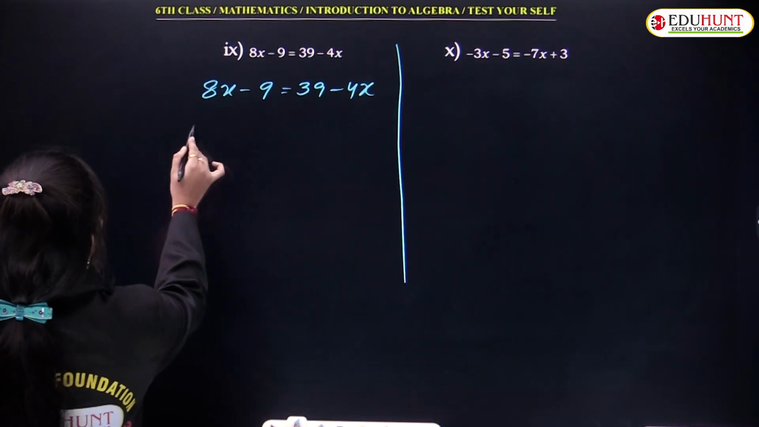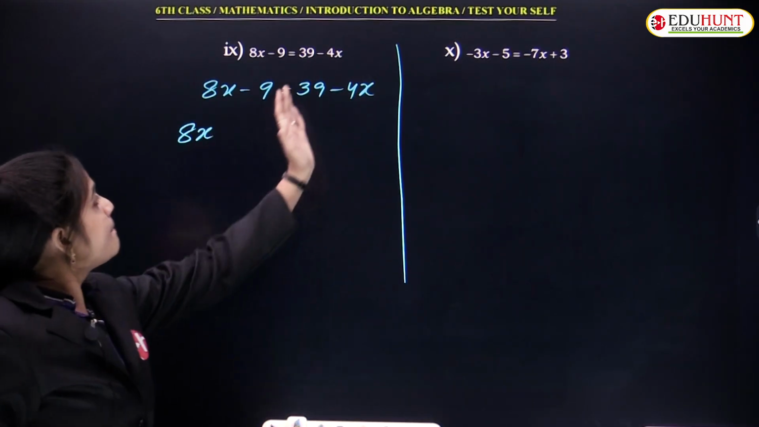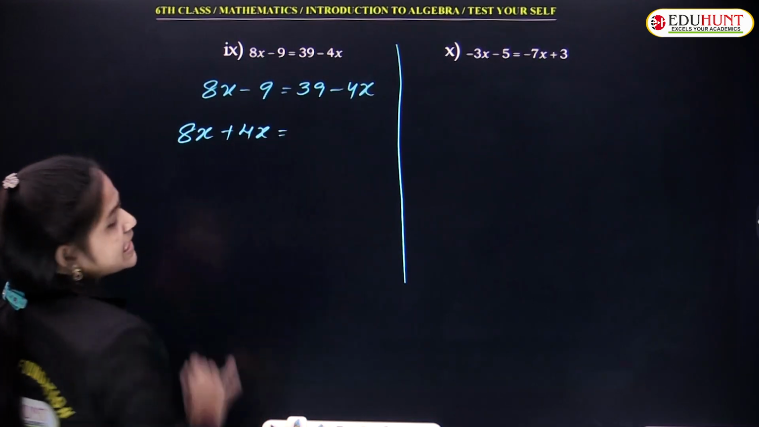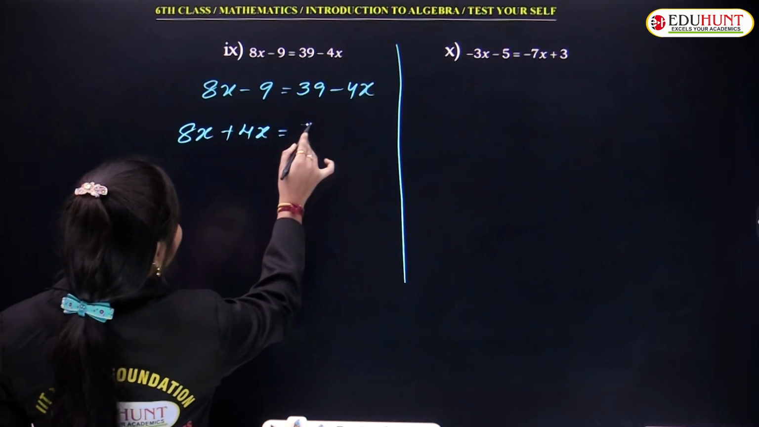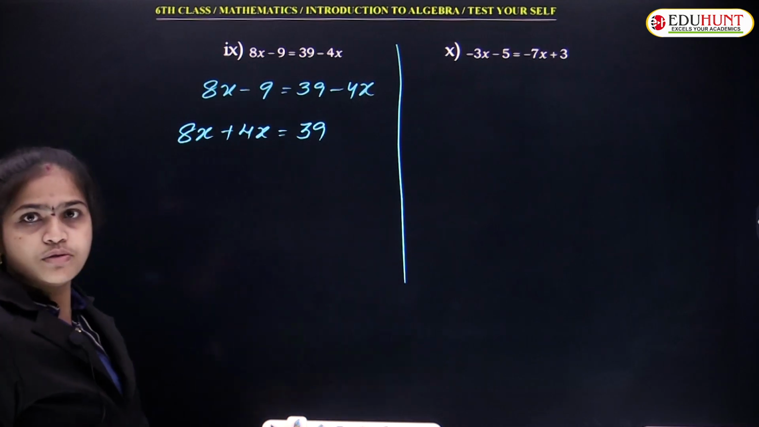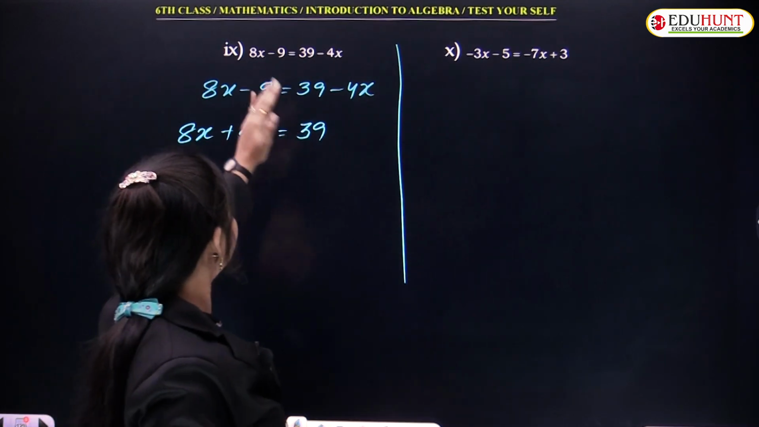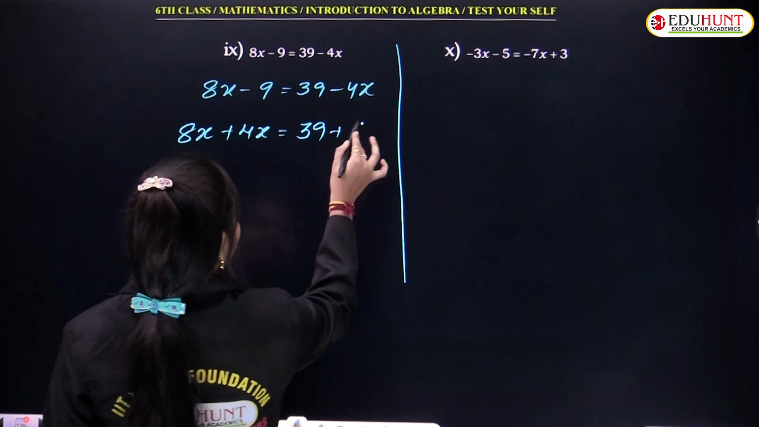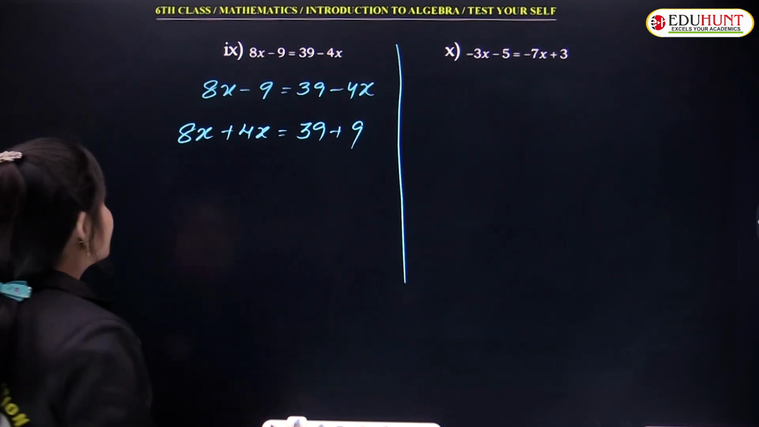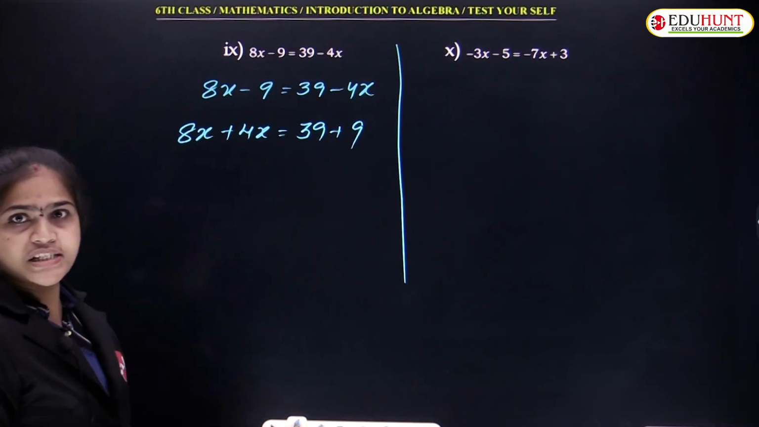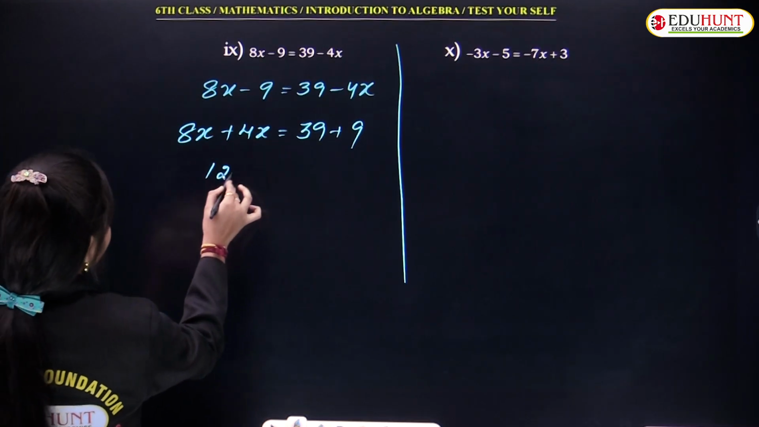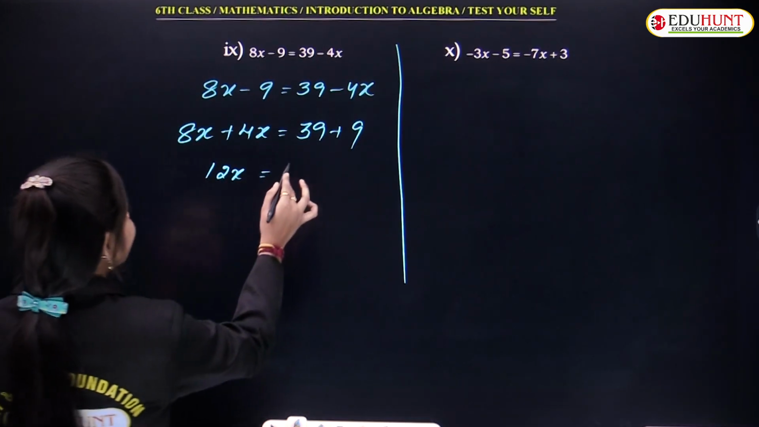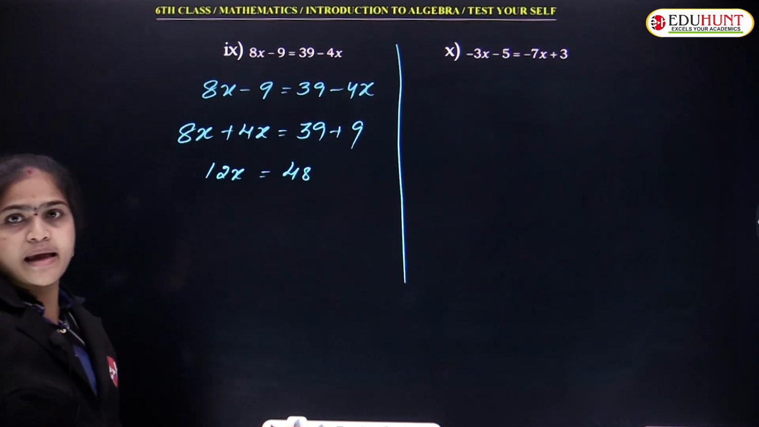Now 8x minus 4x becomes plus 4x, which is equal to 39, which is already given on the RHS, so 39 we have to write here, and minus 9 becomes plus 9. Now 8 plus 4 is 12x, which is equal to 39 plus 9, which is 48.